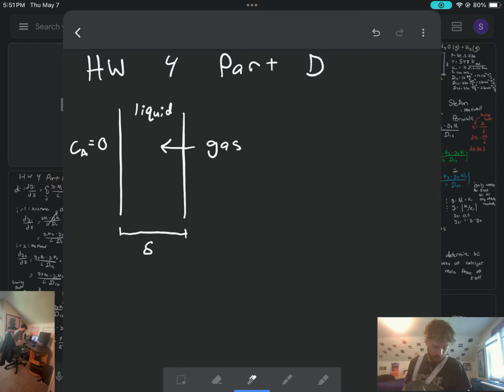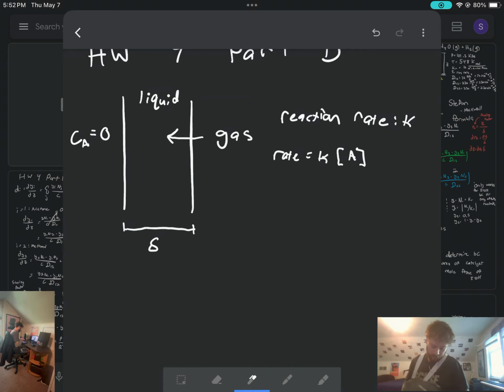And so this reaction has a reaction rate K. And it's also a first order reaction, meaning we can model our reaction as we're saying that the rate is equal to our reaction rate K times the concentration of our gas.